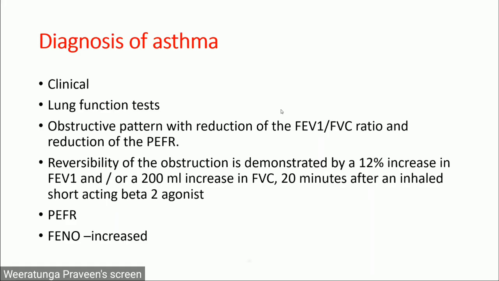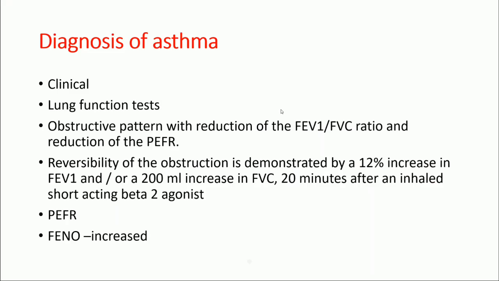You can see that nicely too. If you can serially measure the peak flow, you can see that diurnal variation quite nicely. So that, coupled with an obstructive pattern on FEV1 FVC with reversibility as defined in this slide, a 12% rise in FEV1 and or a 200 ml increase in FVC after bronchodilator. That is that. So all of that together helps you to establish a diagnosis of asthma.